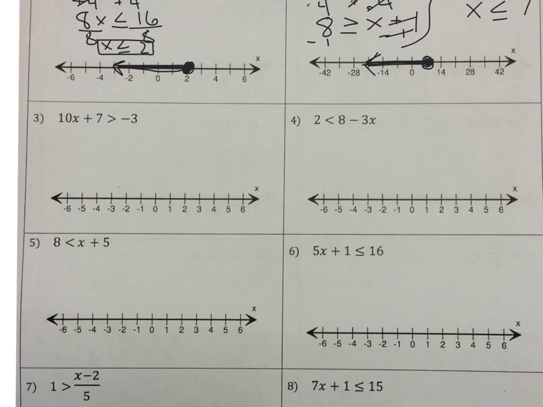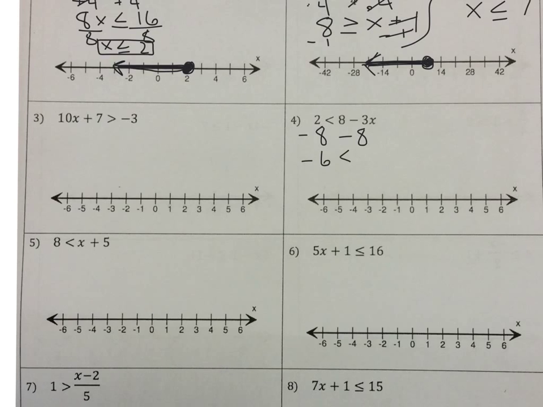Number 4 looks a little harder. The x is already on the right to start with, so that makes it one step harder at least anyway. Let's go ahead and try to solve that. I'm going to subtract 8 from both sides. Well, I know that 2 minus 8 is negative 6.